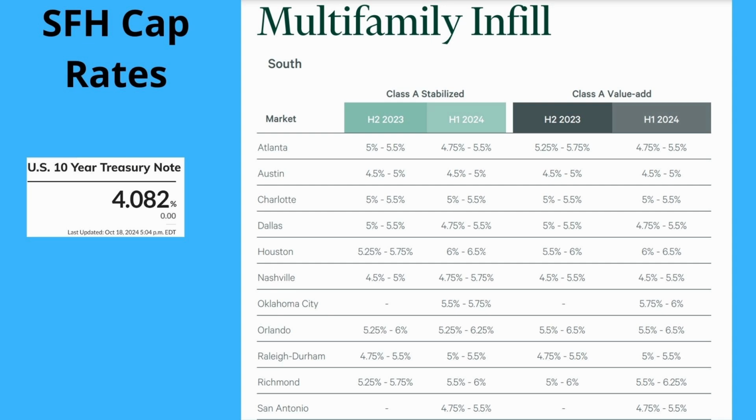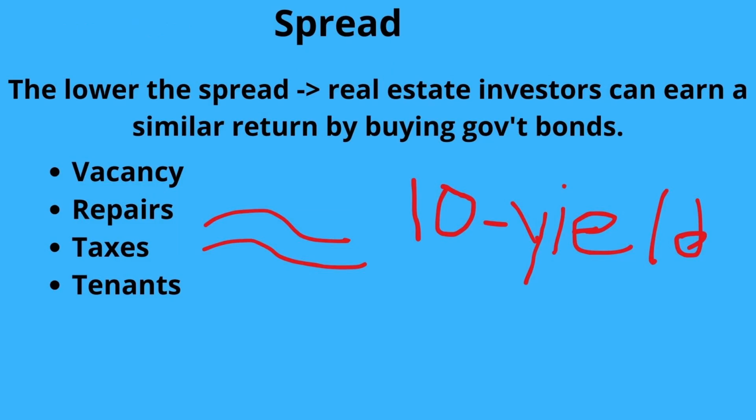I couldn't really find single family homes because most investors go after the multifamily. However, this paints a good picture. We are seeing only a 1% spread between the 10-year and the multifamily in-fill, at least in the South, which is considered a growing market. So let's talk about the spread. The spread is the difference between the 10-year and the capitalization rate.